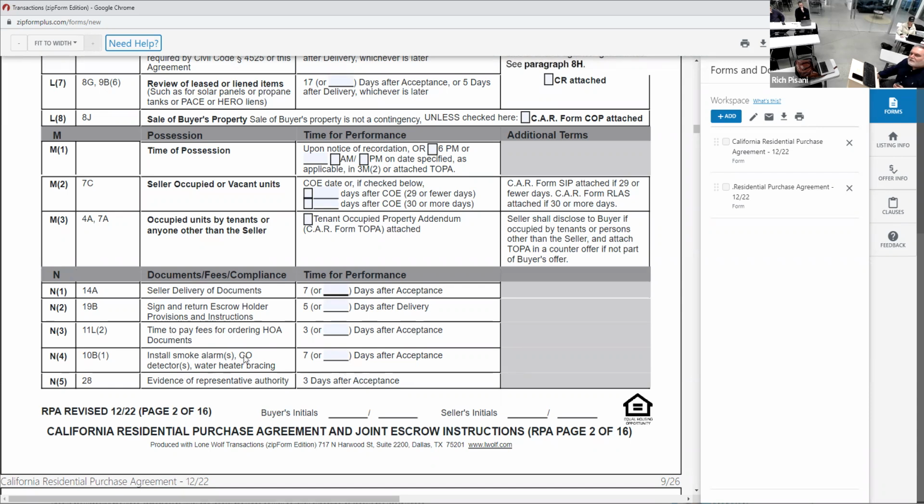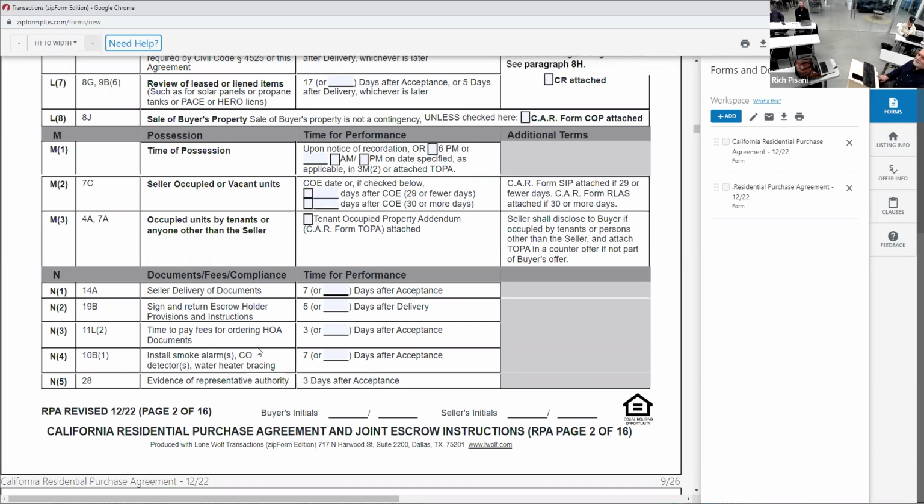Install smoke alarms, carbon monoxide detectors, and water heater bracing. Those are required by law by the state of California, that you have smoke alarms, you have a carbon monoxide detector, and your water heater is braced. In LA, it's called retrofitting. And most listing agents in the Los Angeles area wait until all contingencies are removed.